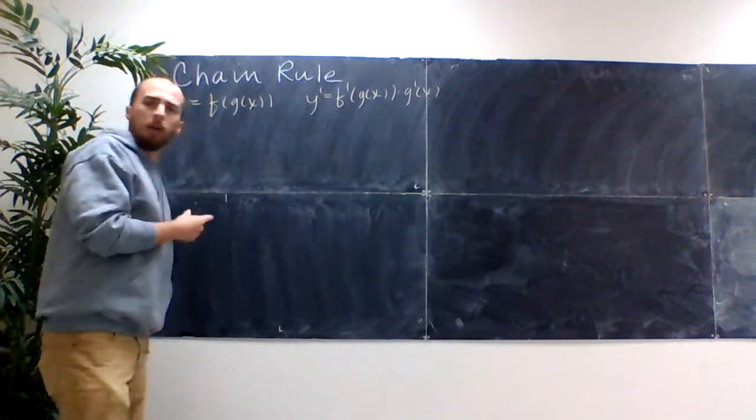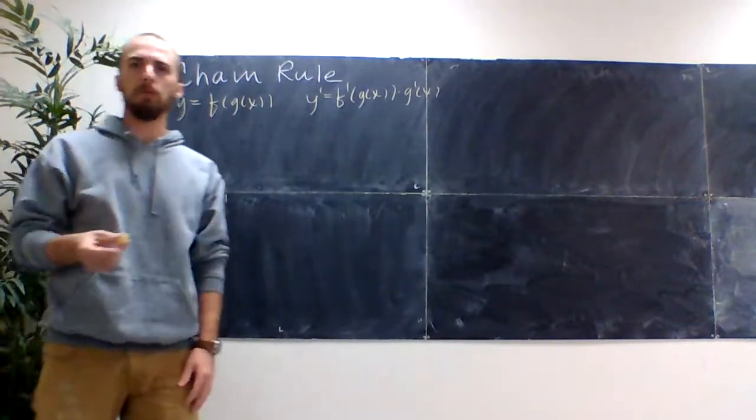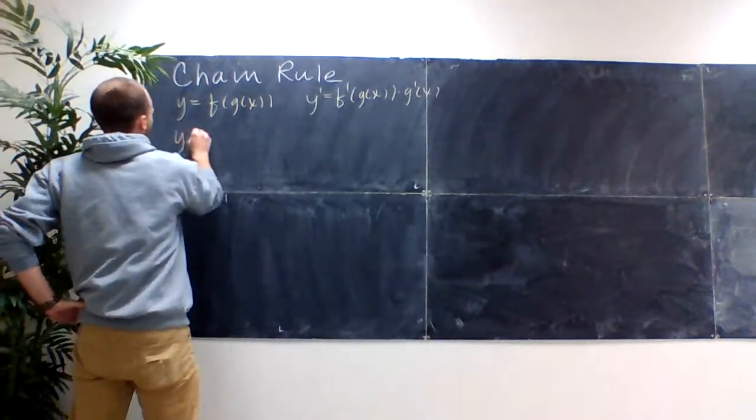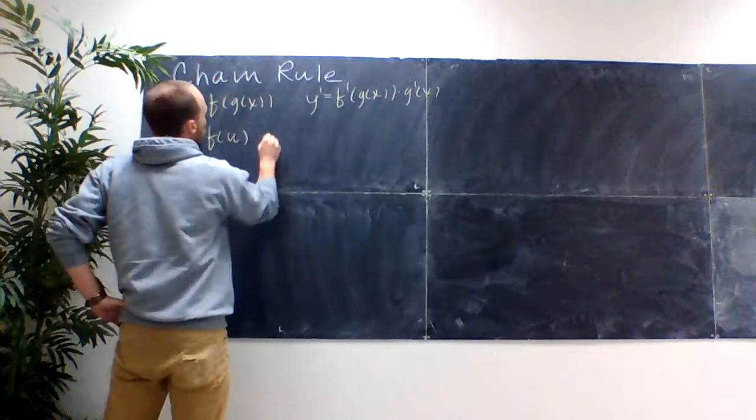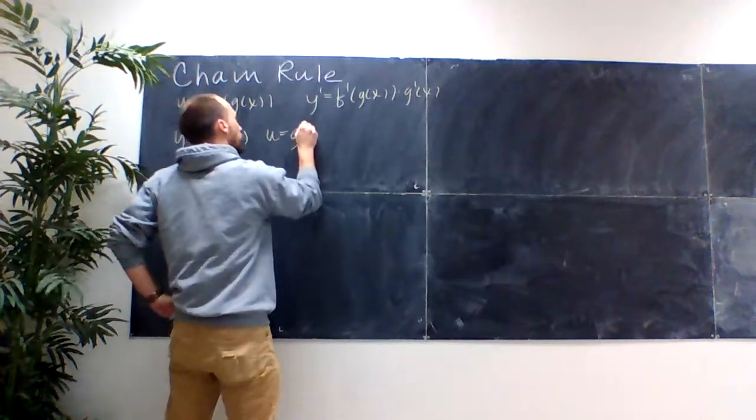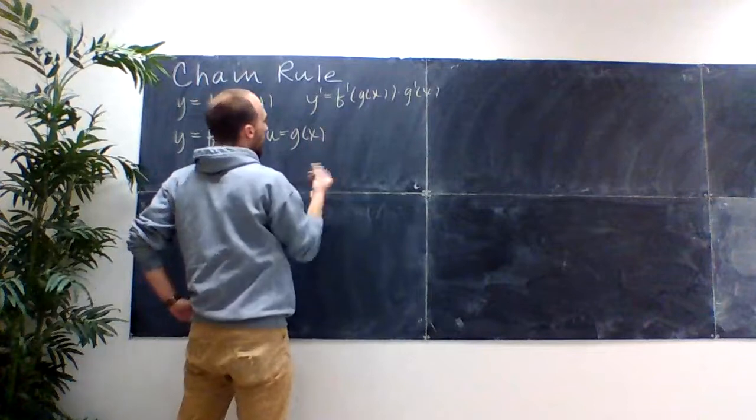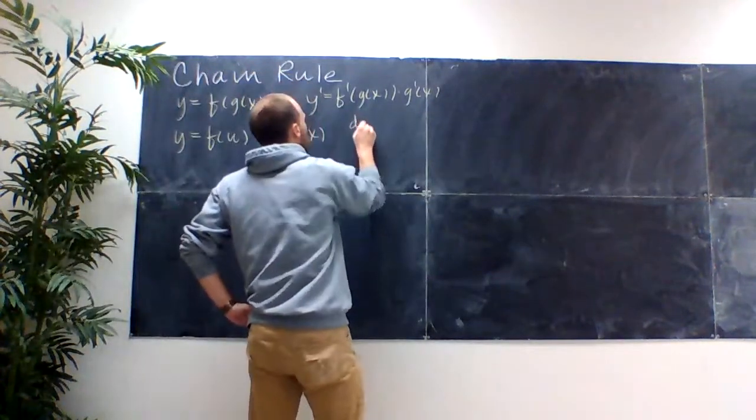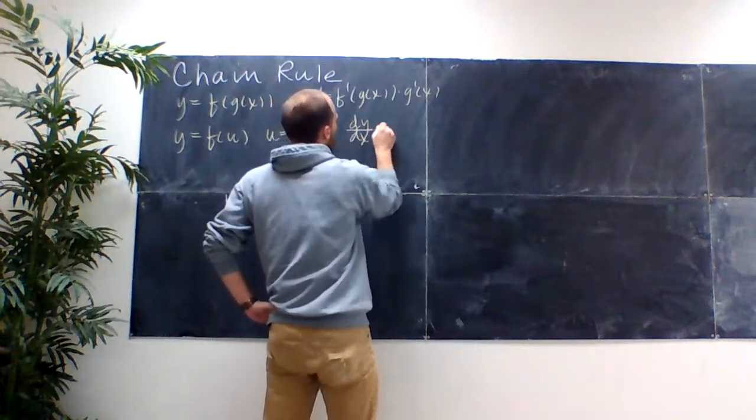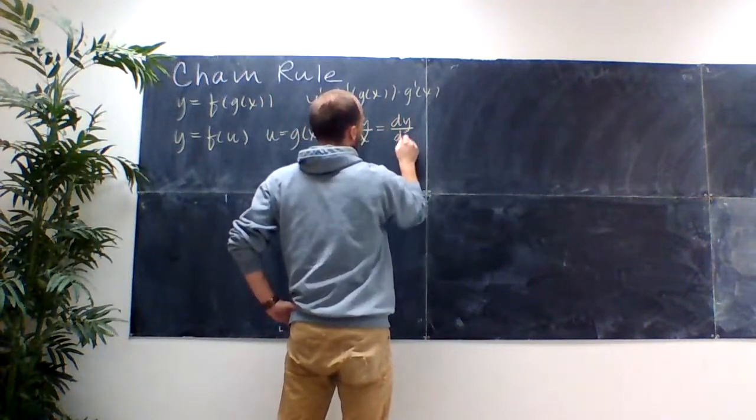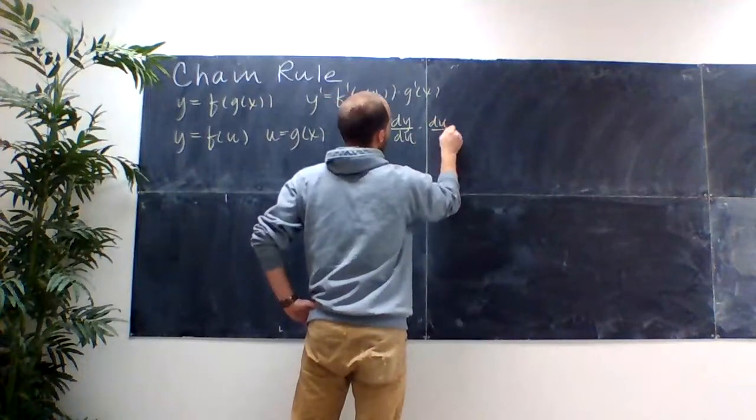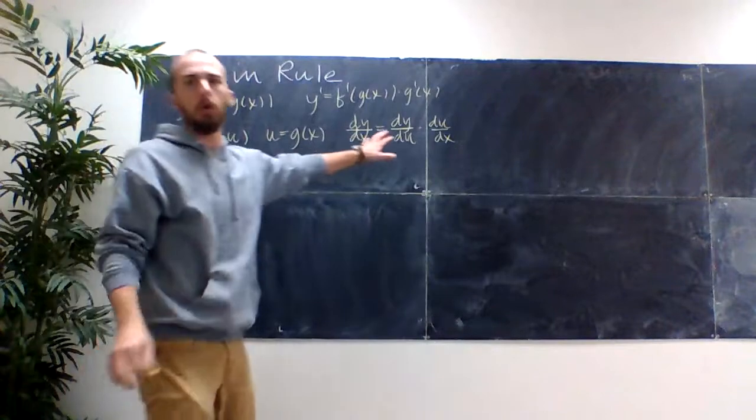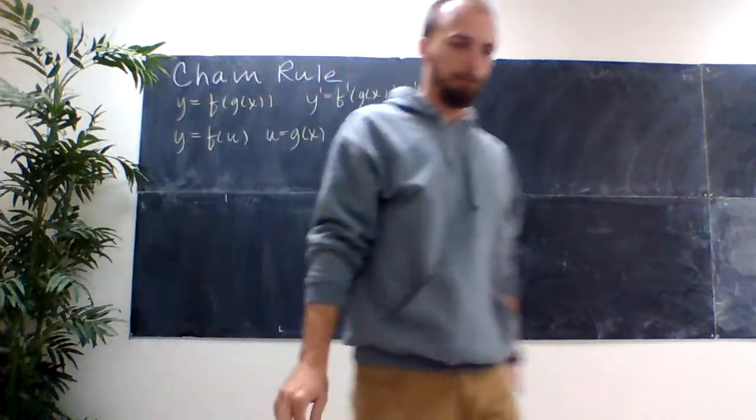Okay, but then a better way of writing this, or a way that maybe made a little more sense in single variable, was if you had y equals f of u and u equals g of x, then dy dx was equal to dy du multiplied by du dx. And this is going to look a whole lot more like what we're going to do today.